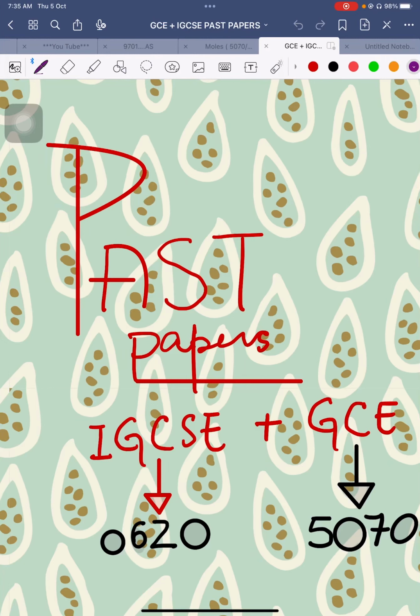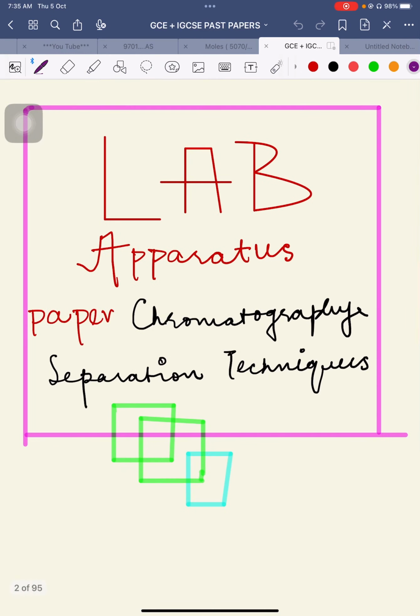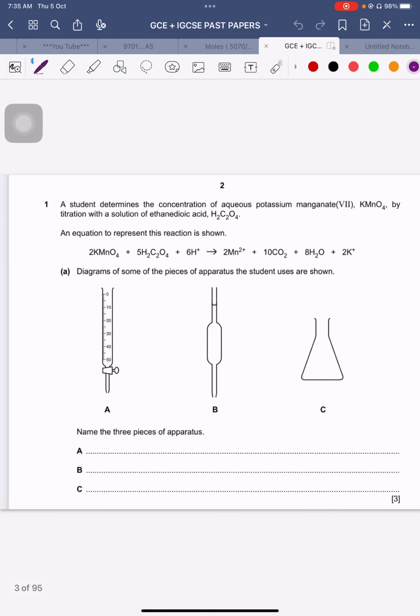Hey guys, welcome back. Here we are right now with the past papers practice for the topic of lab apparatus and paper chromatography, and we will discuss some separation techniques in this lecture today, inshallah. So, this is question number one in front of you.